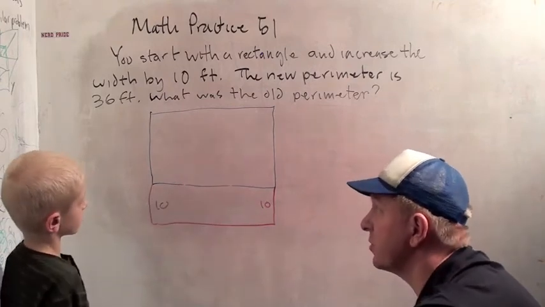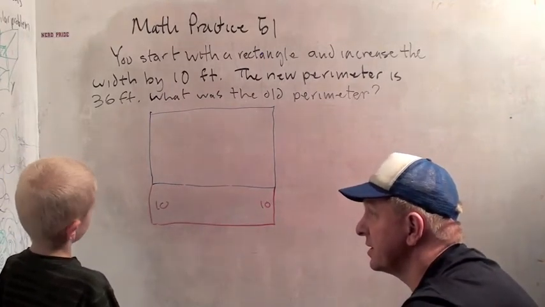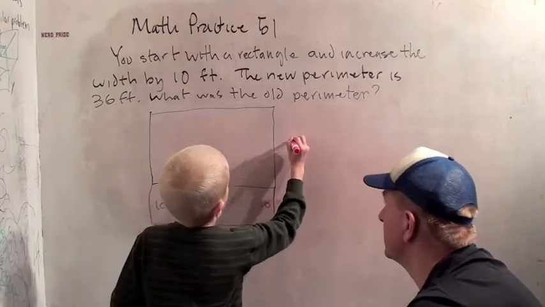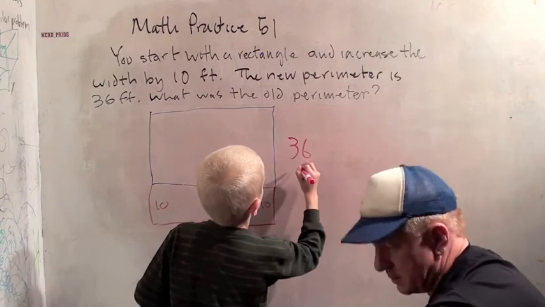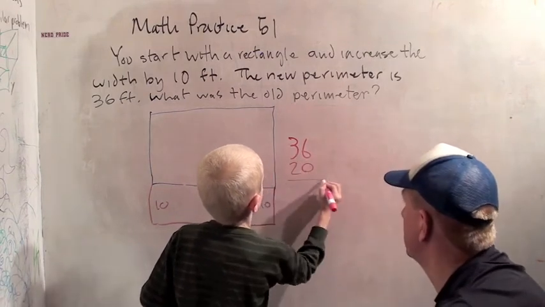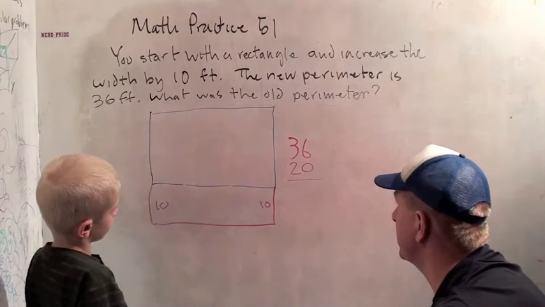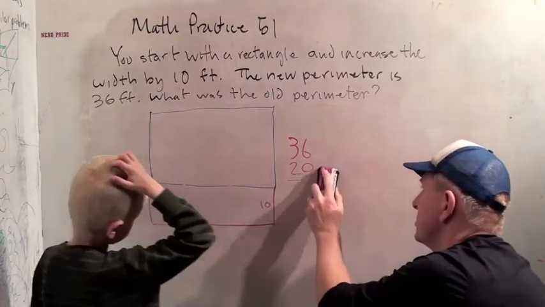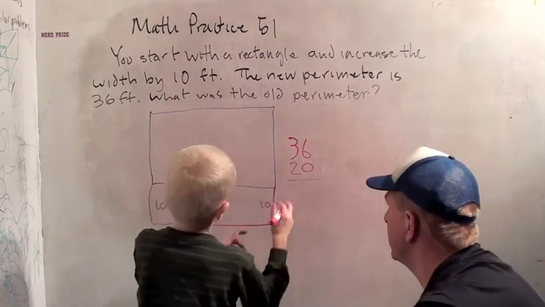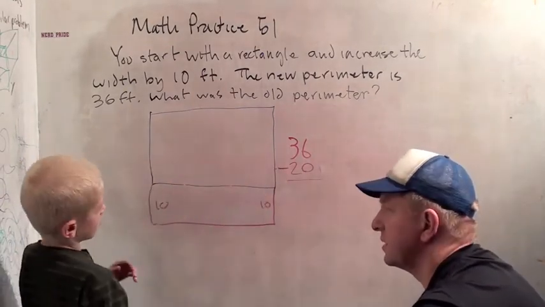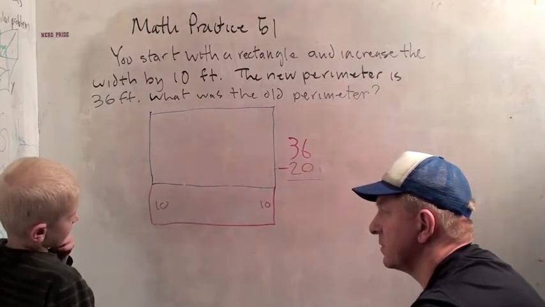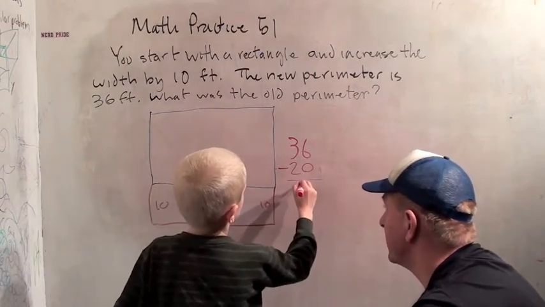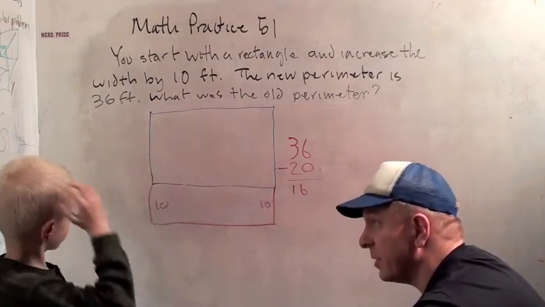Yep. So what's the perimeter of the old rectangle going to be? It's 36 minus 20. Why don't you write that? Okay. Now, is it 36 plus 20 or times 20? Minus 20. Okay. Usually we write the minus over here. Okay, what is 36 minus 20? Now, that's going to be 16. Very good.